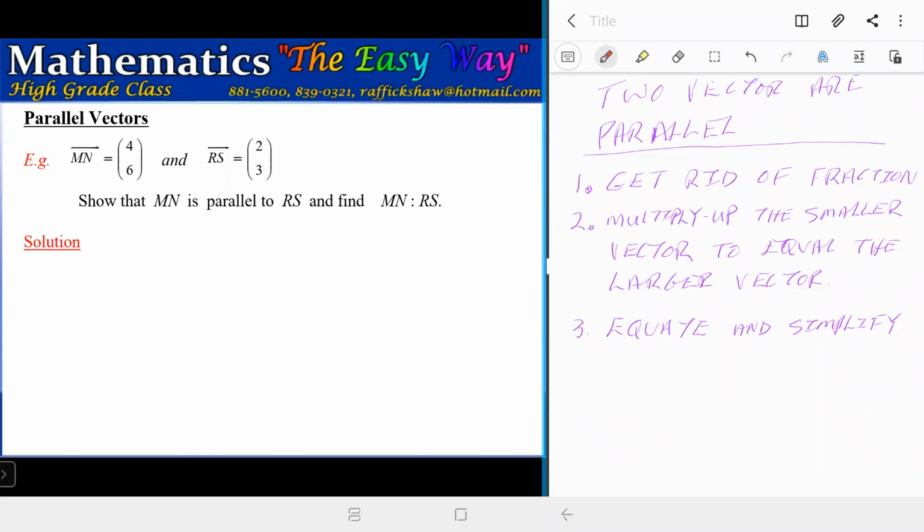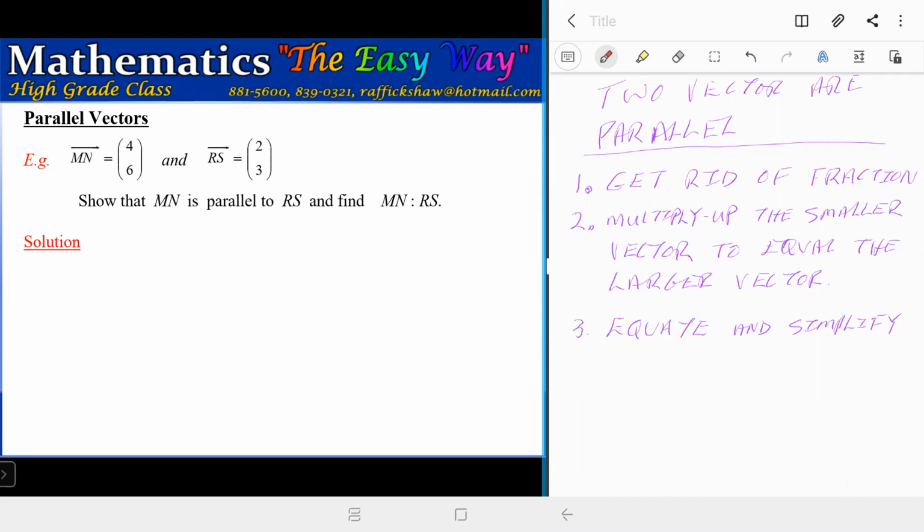So in some questions, you skip step 1. Some questions, you skip step 2. Some questions, you skip both steps, because you have the vectors equal already and just equate them. All right, so we'll start doing examples.